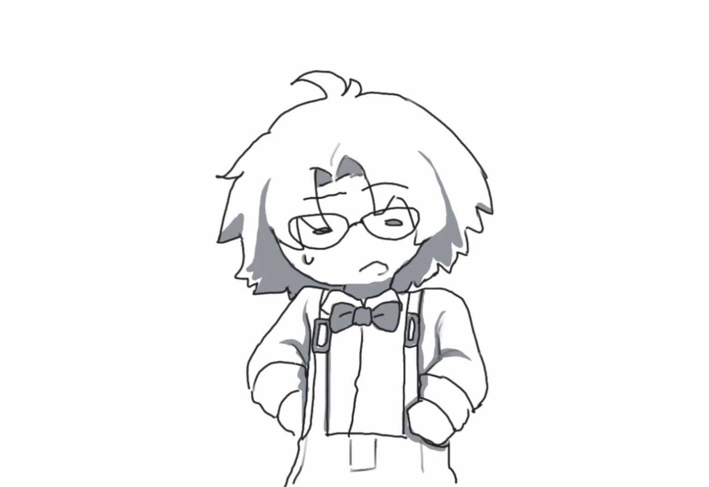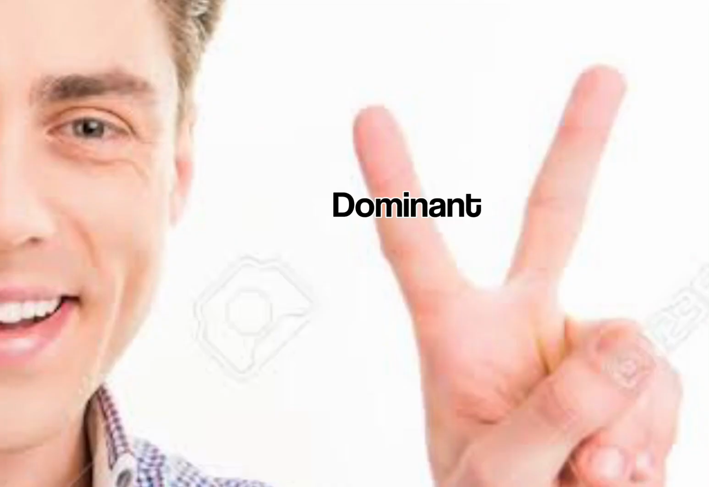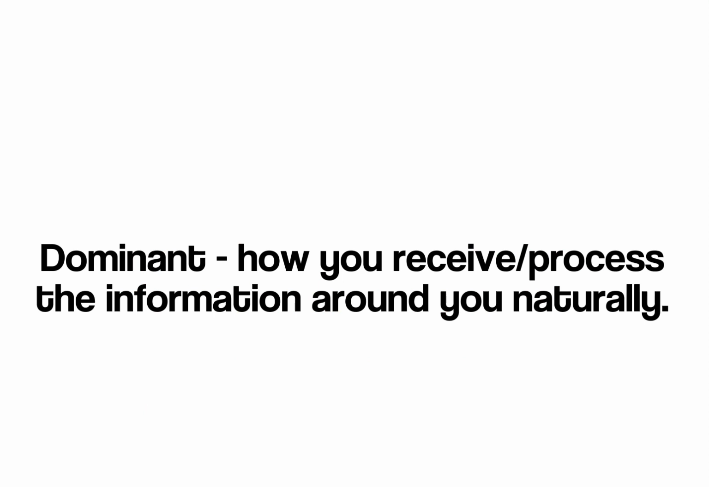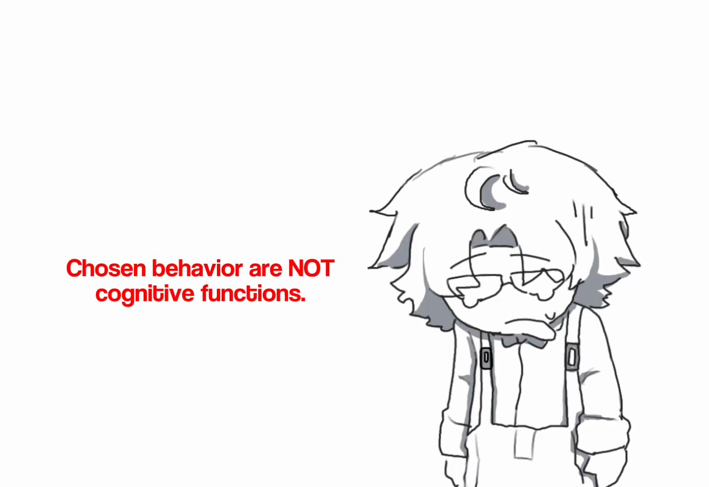Before I go into what the individual functions are and which MBTIs use which, let me explain some things. For everyone, you are going to have 4 functions, 2 being awfully important, being your dominant and auxiliary functions, which is your first 2. Your dominant function is how you perceive information automatically or naturally. Of course, you are able to adapt to the habits of either of the cognitive functions, but if you choose to behave this way instead of being your own natural habit, it is most definitely not a cognitive function.